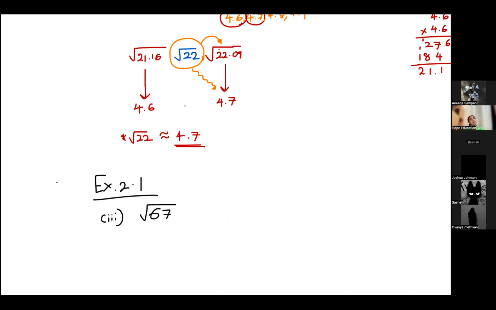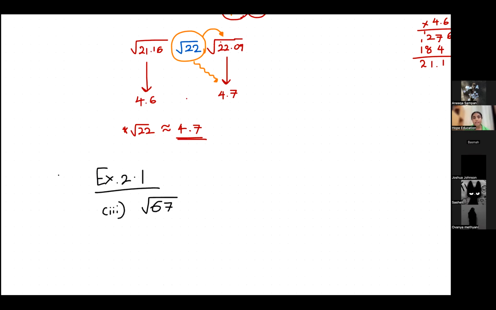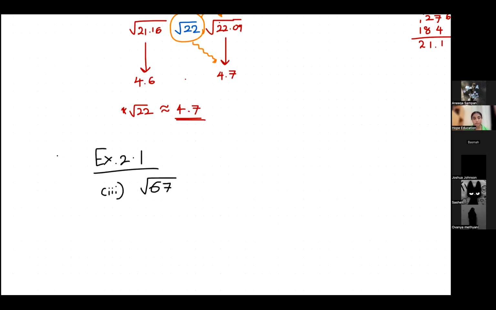I will give you like 10 minutes. 8 to 10 minutes wage denna ඔයාලට. Quickly try. Root of 67 as a first approximation. Make it fast.